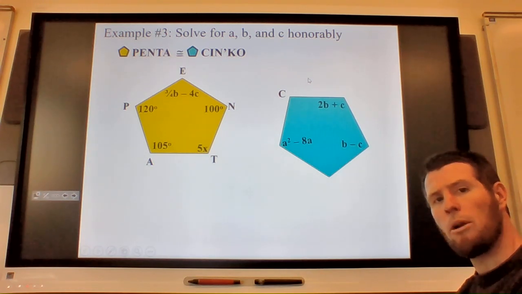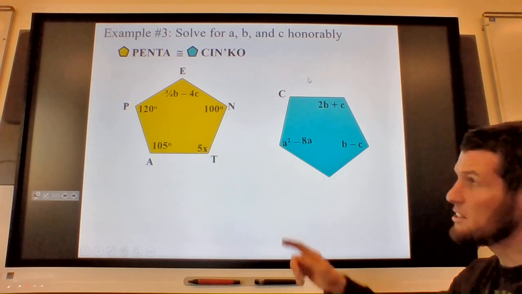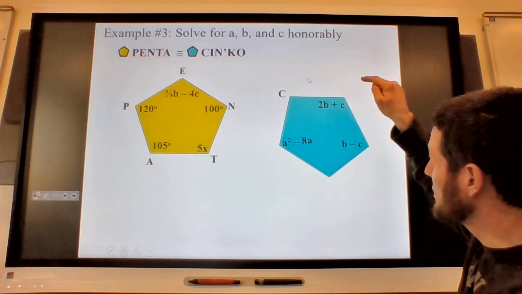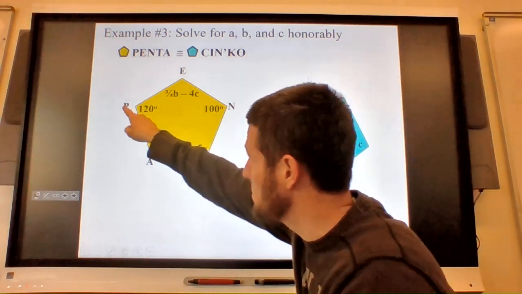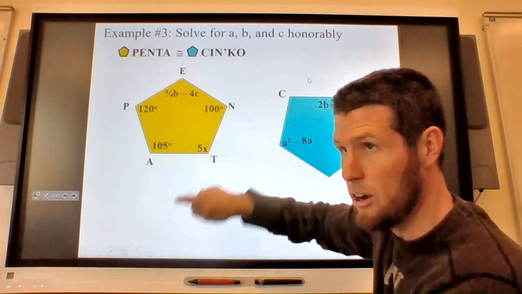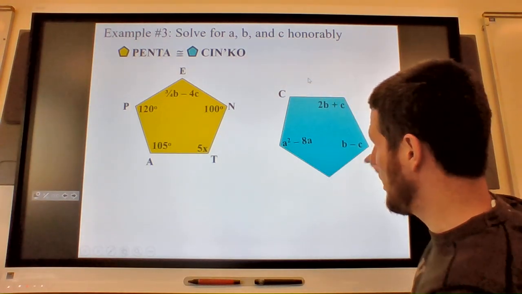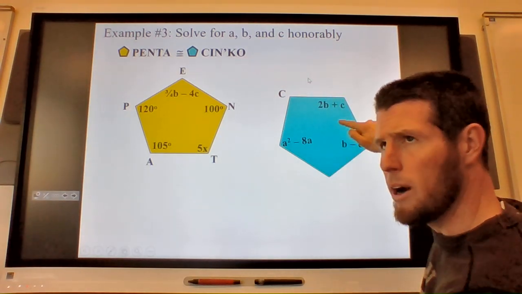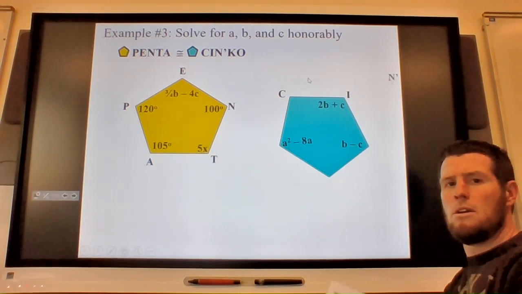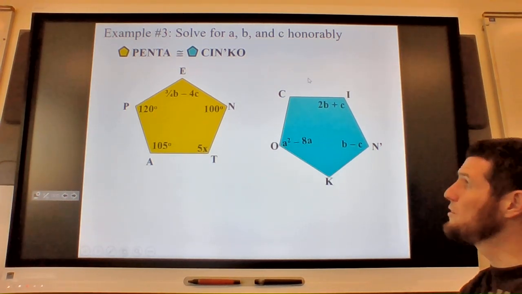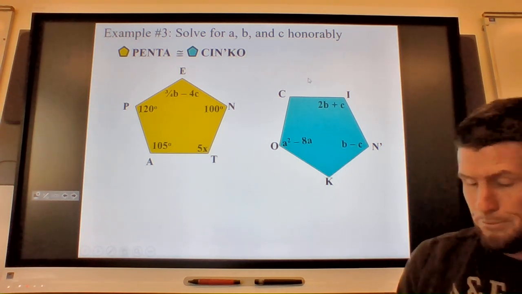Another thing I want to mention here with my animation, letter order matters. If C is there, I has to either be here or here. When you label a shape, it can't be random. It can't be P, E, N, T, A. It can't go zigzag everywhere. It's got to go in a consecutive order. So I'm either going to go clockwise or counterclockwise, but it's got to be in a consistent order all the way around. So there they are. See if you can find a couple equations to solve A, B, and C.